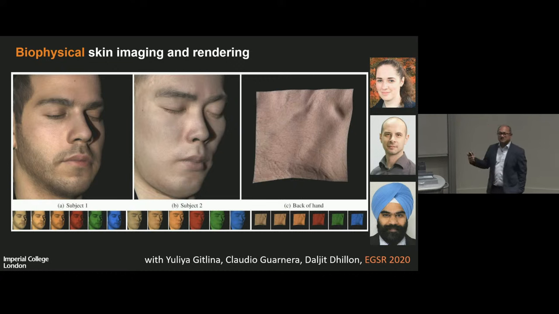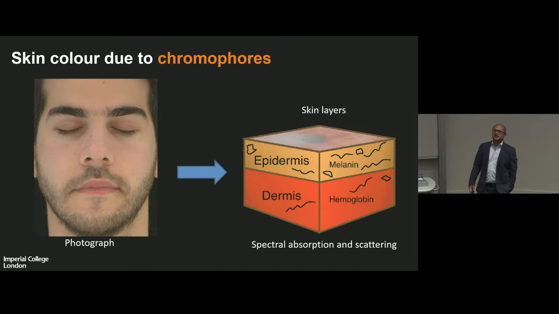This work, we started with PhD student Yulia Gitlina in collaboration with longtime collaborator Claudio Guadnera, who's currently at the University of York, and Daljeet, who, as I mentioned, was a postdoc in our group at the time. So what we are trying to do is study why skin color looks the way it does. It does that because there are layers in human skin: epidermis, which has melanin, and deeper dermis, which has hemoglobin. These are spectral chromophores, and they have spectral absorption and scattering characteristics, which means whatever color you see on the subject's face is the result of whatever absorption and scattering happens here.